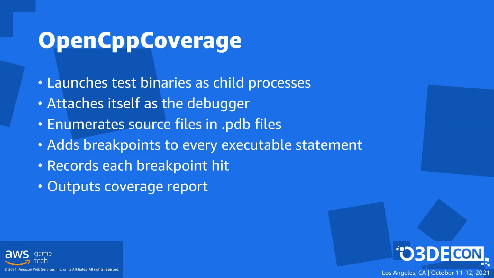The way that OpenCPP Coverage generates its coverage data is as clever as it is simple. It launches the test binary as a child process and attaches itself as the debugger. It then enumerates all of the source files in the PDB file associated with that binary, as well as any PDB files of any child processes and dynamic link libraries linked at runtime. It then adds a breakpoint to every executable statement in all of those binaries before running the test binary and recording which breakpoints are hit.